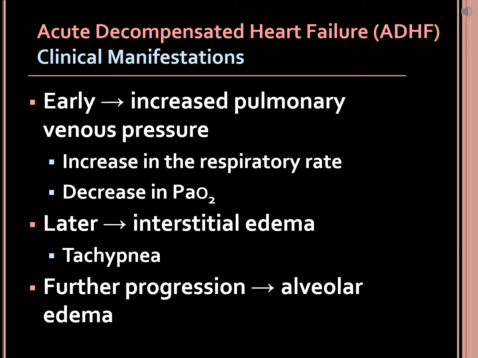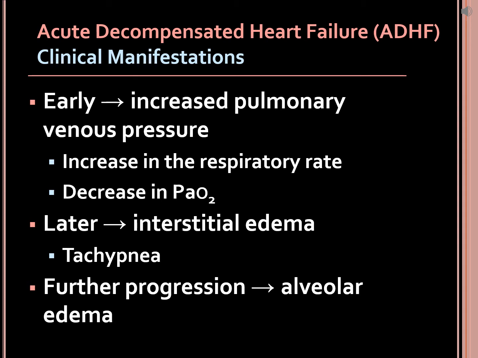Initially, as the pulmonary venous pressure increases, we're going to have some compensatory mechanisms and some neurohormonal feedback mechanisms that are going to cause an increase in respiratory rate, but it's not going to be very much, so really we're not even going to notice it right away, even if we're closely monitoring our patient. Another thing we might see is a slight decrease in our PaO2, and that's in the initial stages of this acute decompensated heart failure. As this progresses, as that venous pressure increases, we're going to see the interstitial edema.